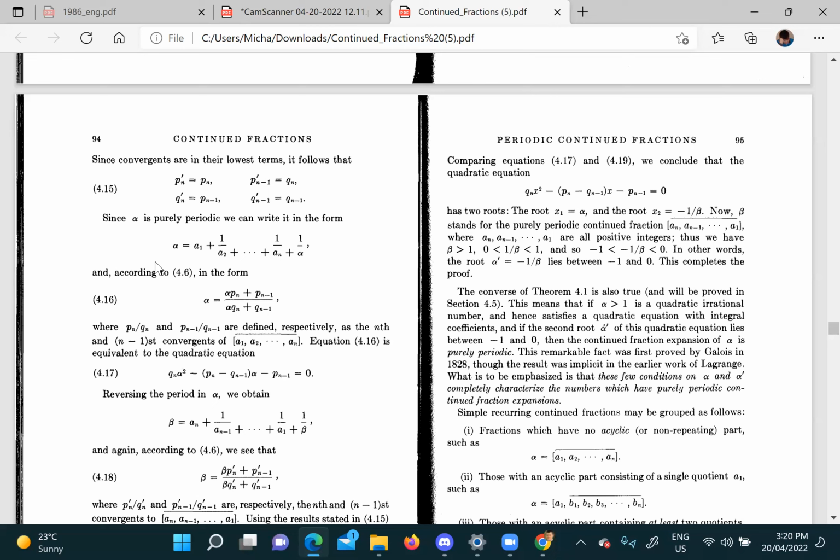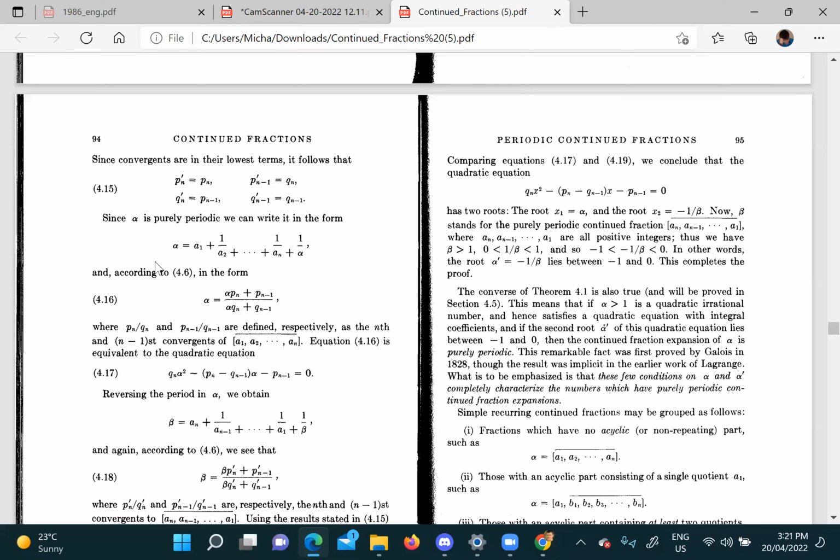Though the result was implicit in the earlier work of Lagrange. Oh my gosh, implicit. It's like when people really care about you, they really look for the things that help you. It's like Lucas's write-ups. Even though Lagrange didn't state it explicitly, we have to imagine that he actually wrote it and give him credit for it. Lagrange, then Galois in 1828. Oh, because Lagrange was 1770? That's like a 50-year, 60-year gap.